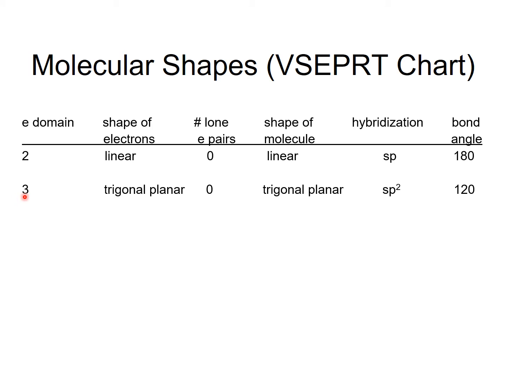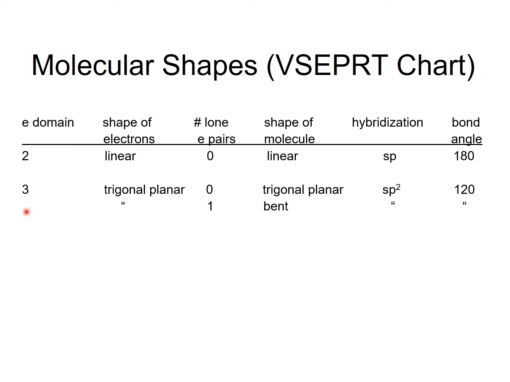If you have three electron domains, the shape of the electrons is trigonal planar. If you have zero lone pair electrons, the shape of the molecule is trigonal planar because all three of the electron domains have an actual atom there. So the shape of the electrons is the same as the shape of the molecule. The hybridization is sp2 and the bond angle is 120.